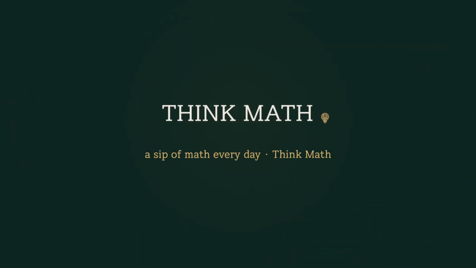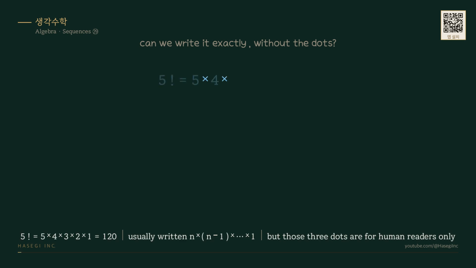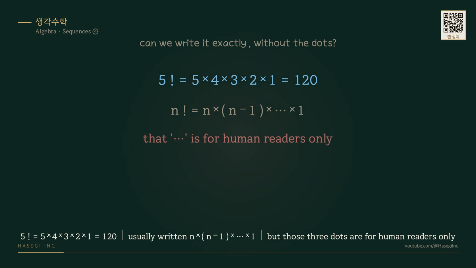Think math. 5 factorial is 5 times 4 times 3 times 2 times 1, which is 120. We usually write it like this: n times n minus 1 ... times 1. But those 3 dots are for human readers only. A machine cannot tell what to multiply or how many times. Is there a way to write it exactly without the dots?